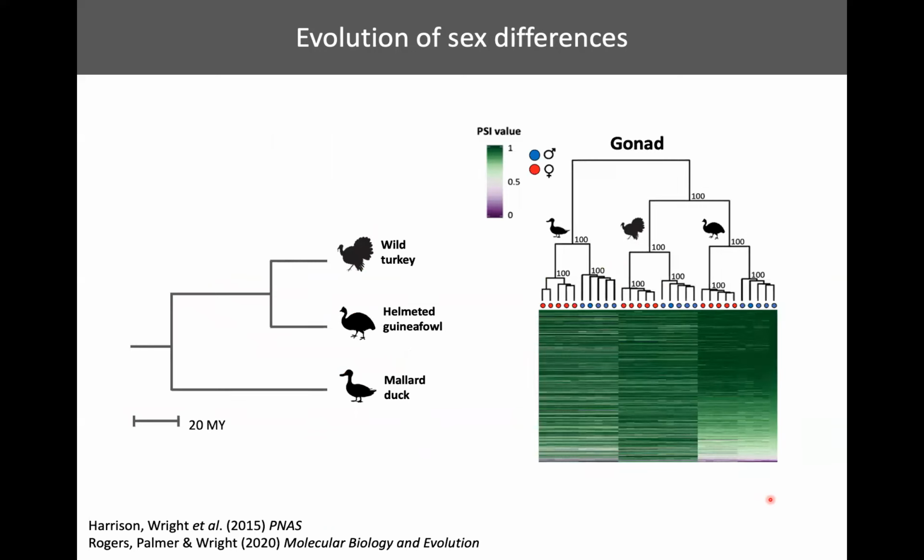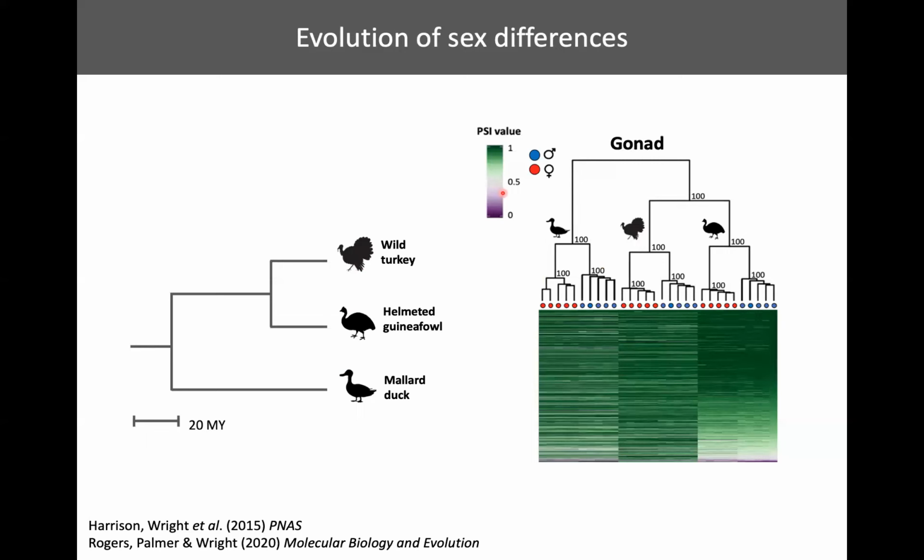So we identified alternatively spliced genes across the autosomes using RNA-seq data from the reproductive tissue of the turkey, the guinea fowl, and the duck. So here we have a heat map and dendrogram of the gonad tissue for the orthologs for all three bird species. So each row is a gene, each column is an individual, and males are in blue and females are in red. And the green and purple colours are representative of the PSI value, which is a measure of alternative splicing.